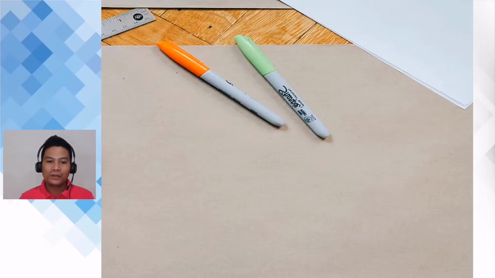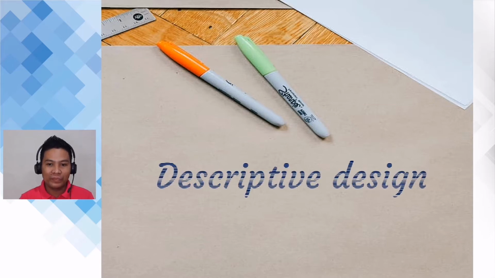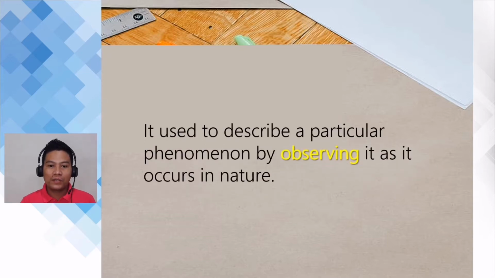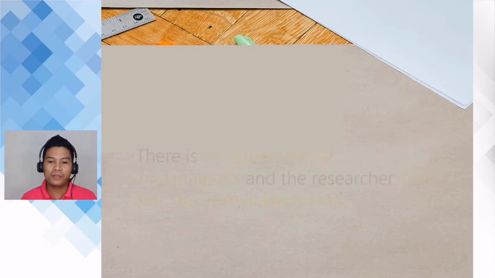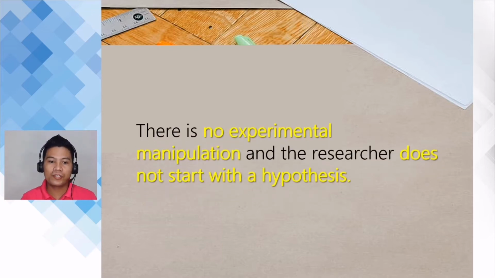We will talk about the first design, which is descriptive design. What is it? It is used to describe a particular phenomenon by observing it as it occurs in nature. Just what it sounds like, it describes the attitudes and behaviors observed during the investigation. There is no experimental manipulation, and the researcher does not start with a hypothesis.